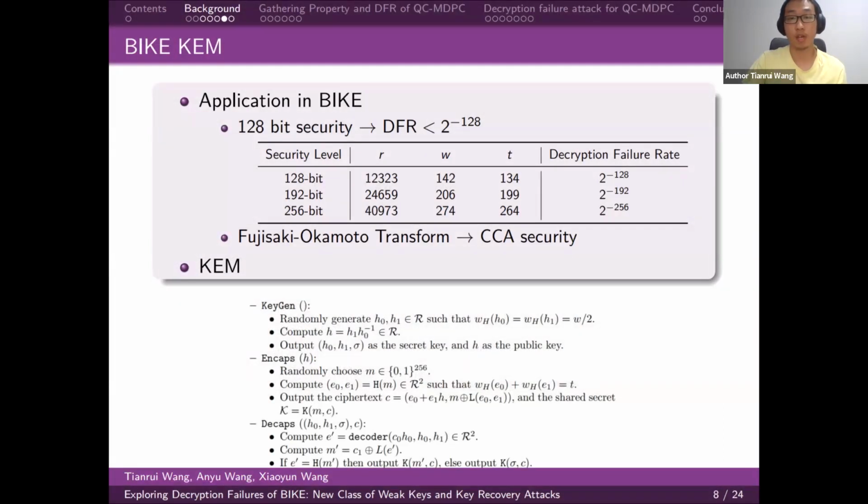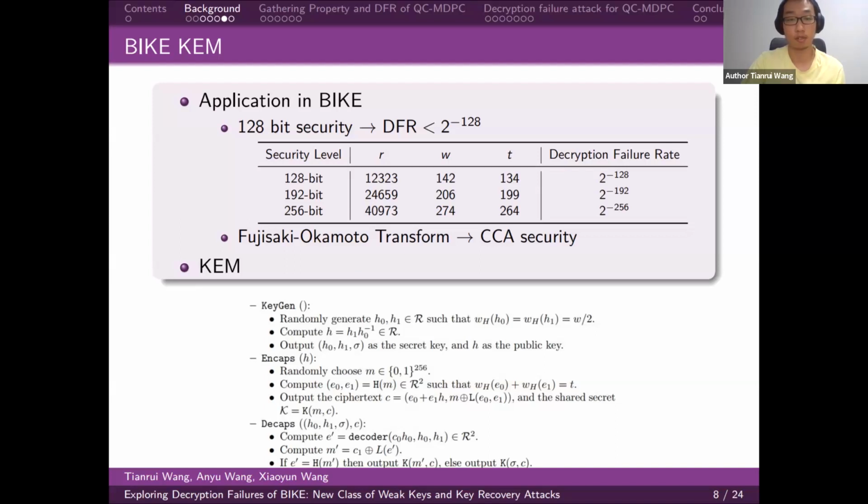Next, let's see the final application in BIKE. The table presents 3 sets of recommended parameters by BIKE, offering distinct levels of bit security. In our work, we only analyze the 128 level security, and those in other levels have similar phenomena. Facing potential decryption failure attacks, BIKE should guarantee the DFR lower than 2 to the power of minus 128. Additionally, it employs the Fujisaki-Okamoto transform to achieve chosen ciphertext attack, CCA, security.